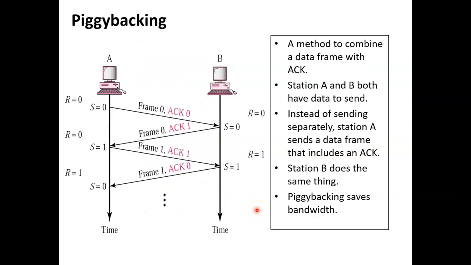Here you can see the method called piggybacking. Piggybacking is just like a cumulative acknowledgement. So I am sending frame 0 along with acknowledgement, but I am sending frame 0 plus 1. As I said earlier, 0 plus 1 in the sense acknowledgement 1, expecting the next expected frame.